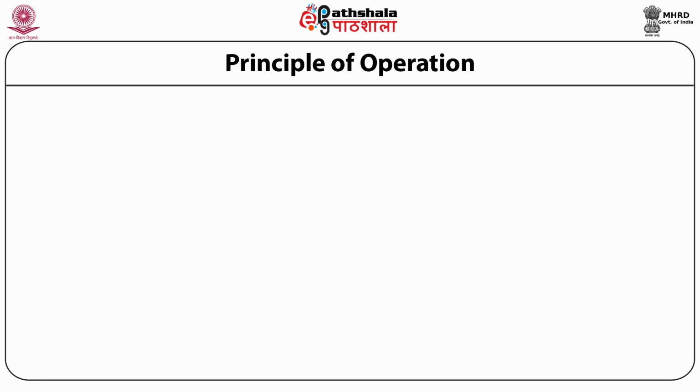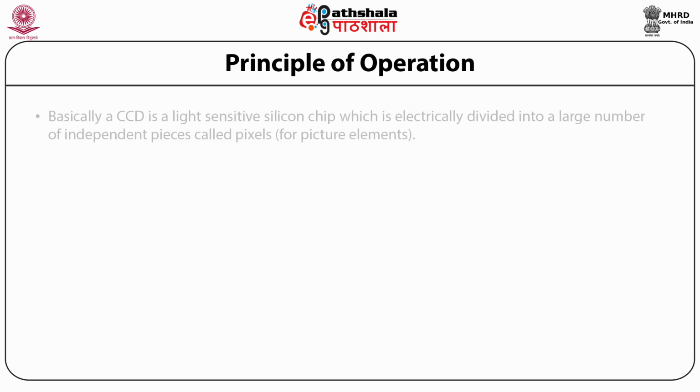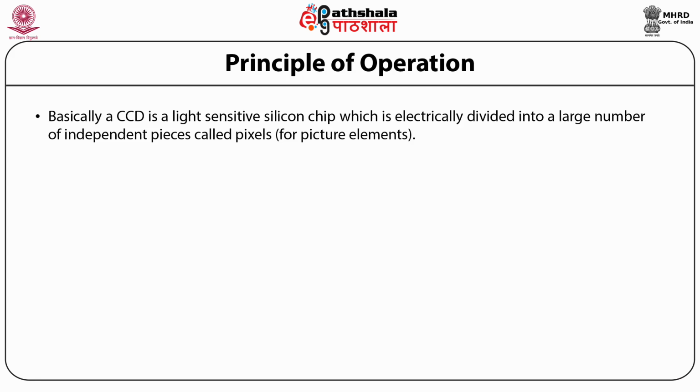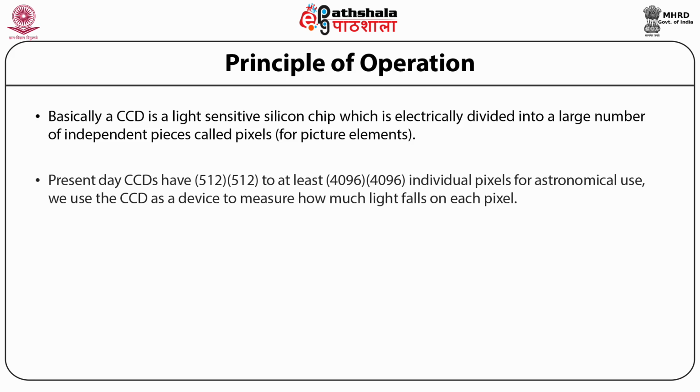Now, what is the main principle of operation here? Basically, a CCD is a light sensitive silicon chip which is electrically divided into a large number of independent pieces called pixels. Present day CCDs have from 512 by 512 to at least 4096 by 4096 individual pixels for astronomical use. We use the CCD as a device to measure how much light falls on each pixel.